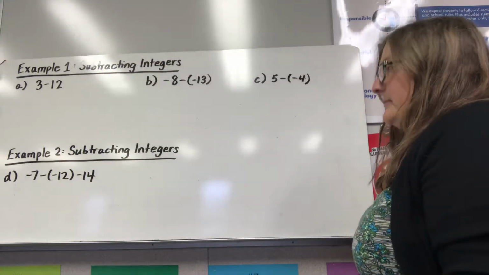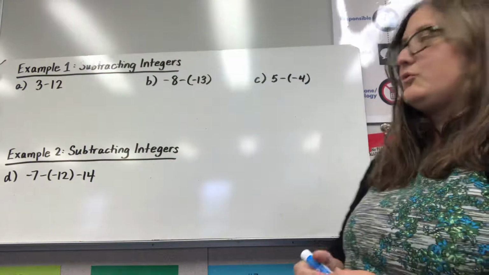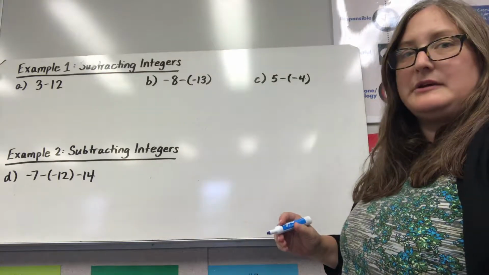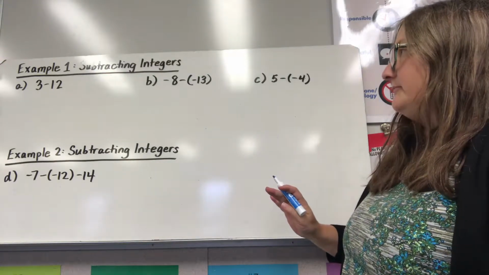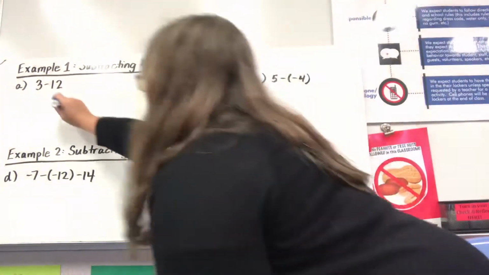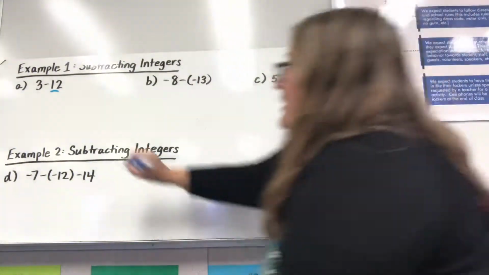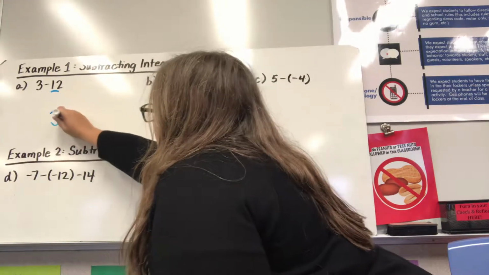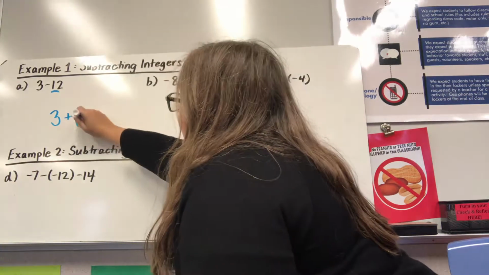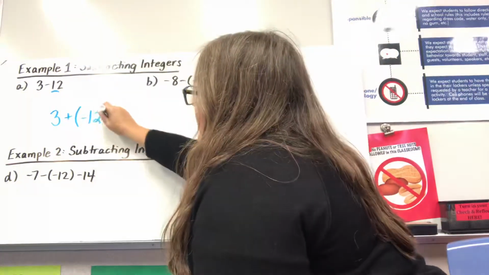So this first problem is 3 minus 12. Well, I'm not going to do any subtracting at all. This second number is going to change to its opposite. I'm actually going to do 3 plus -12. I want to do the opposite.